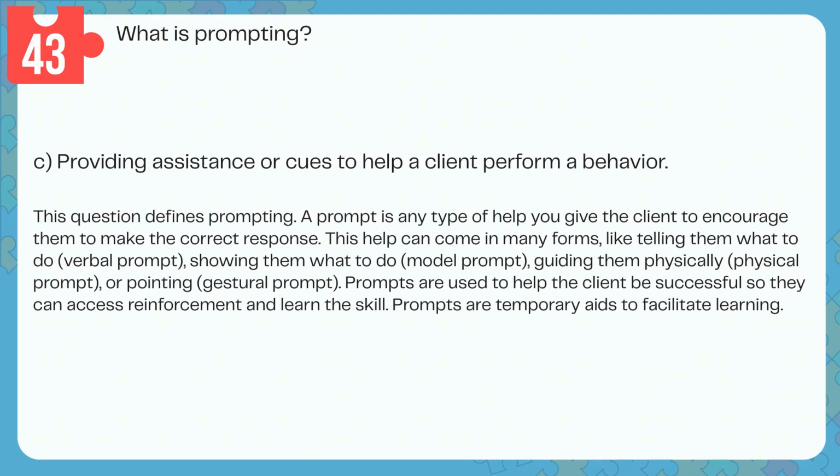Answer C. Providing assistance or cues to help a client perform a behavior. This question defines prompting. A prompt is any type of help you give the client to encourage them to make the correct response. This help can come in many forms, like telling them what to do, verbal prompt, showing them what to do, model prompt, guiding them physically, physical prompt, or pointing, gestural prompt. Prompts are used to help the client be successful so they can access reinforcement and learn the skill. Prompts are temporary aids to facilitate learning.